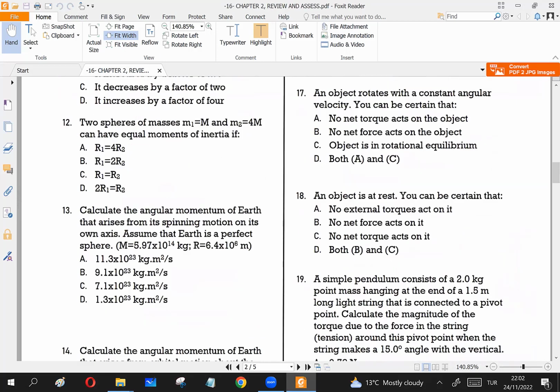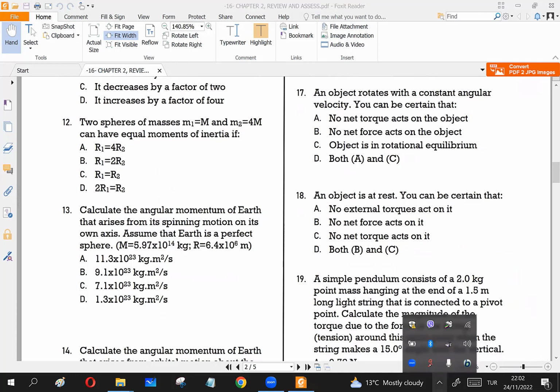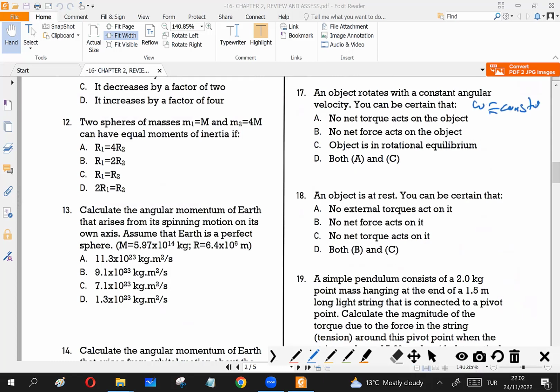And question number 7. This question may be close to the previous one. An object rotates with a constant angular speed. This time, omega is constant in this question. So if omega is constant, we can say alpha is 0. If alpha is 0, according to Newton's second law for rotational motion, net torque is 0. No net torque acts on the object. That's correct.